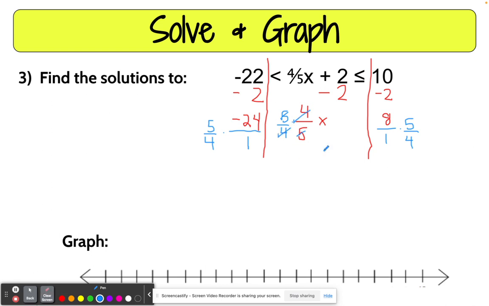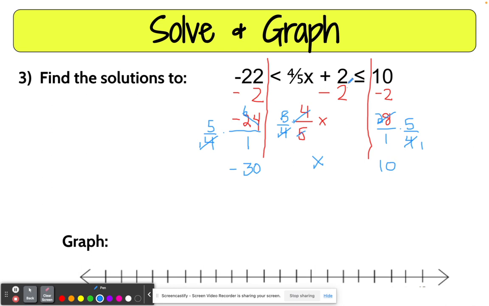X in the middle. My 4 and my negative 24, I can simplify. This will become a 1. This will be a negative 6. Now I can multiply 5 times negative 6 and get negative 30 on the left side. It's negative 30 over 1, so that's just negative 30. Simplify over here. This will become a 1. This will become a 2. 5 times 2 is 10. 10 over 1, which is 10.